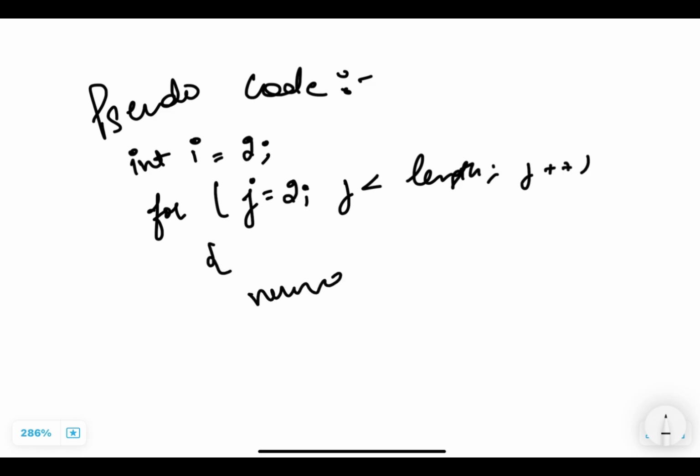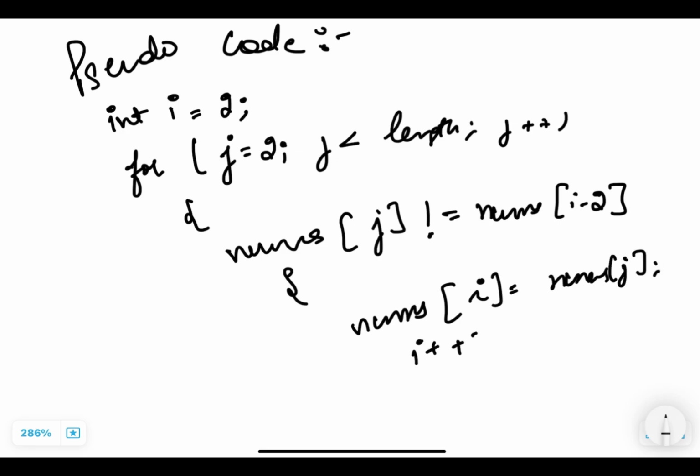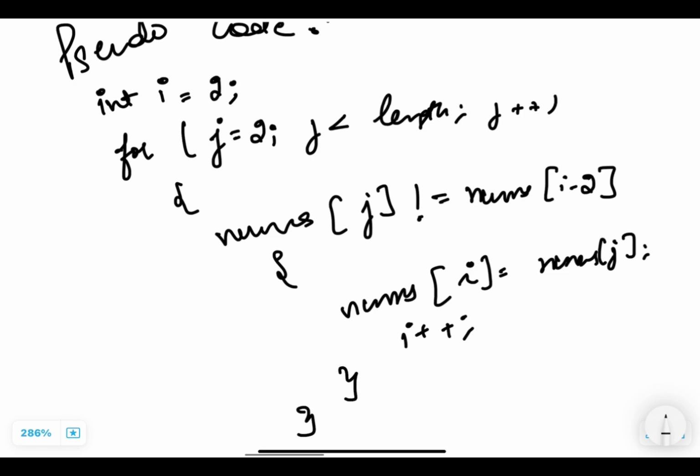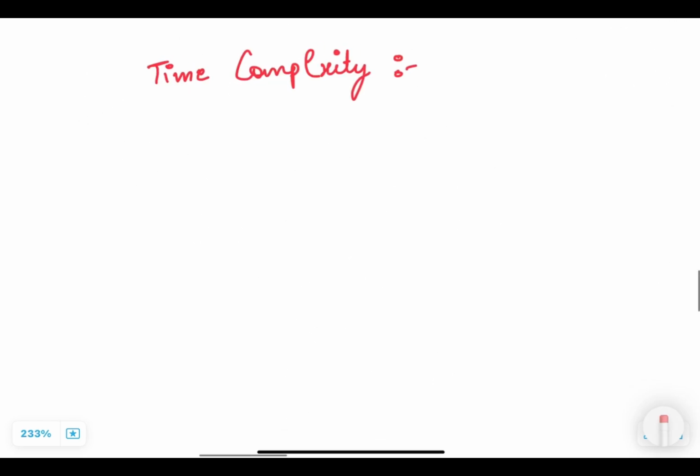What we were checking? We were checking that if nums at j is not equal to nums at i minus 2, the second last element, then we were safe, and then we were just placing nums at i as nums at j, and we were incrementing this i. At last, we were just returning this i, the number of elements.